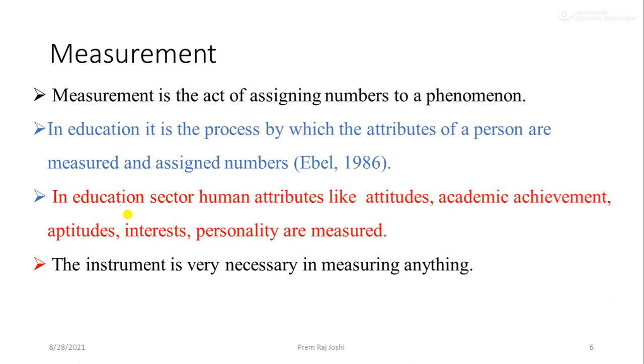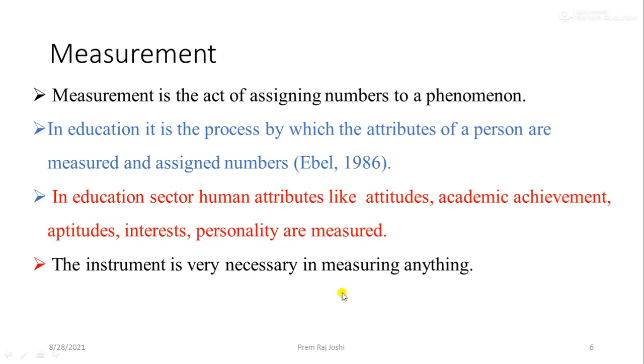Basically, test is the tool. After the test, we try to express the outcomes in terms of numbers, so that it will be easier for evaluation. In the education sector, human abilities like attitudes, academic activities, and interests are all measured. There are various types of rubrics, and there is grading criteria for measuring aptitude or different dimensions.